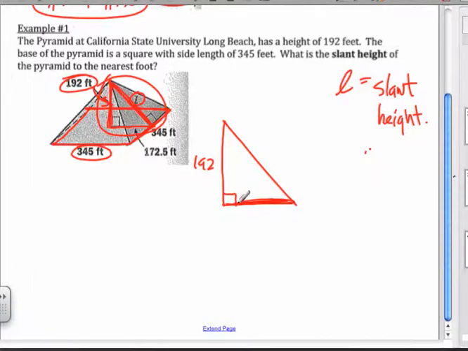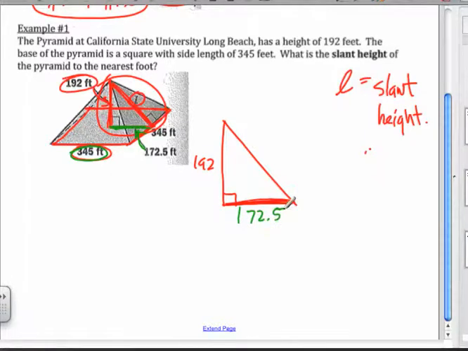Do we know how long that side is? Does anyone know how long that side is? What do you think, Alex? How long the bottom side is? 172.5. Well done. Where'd you get that? From the aeroplane. Oh, from the aeroplane. I didn't even see it there because I'm not that smart, Alex. It's also half of 345, isn't it? Right, because it's from the center out to the edge.